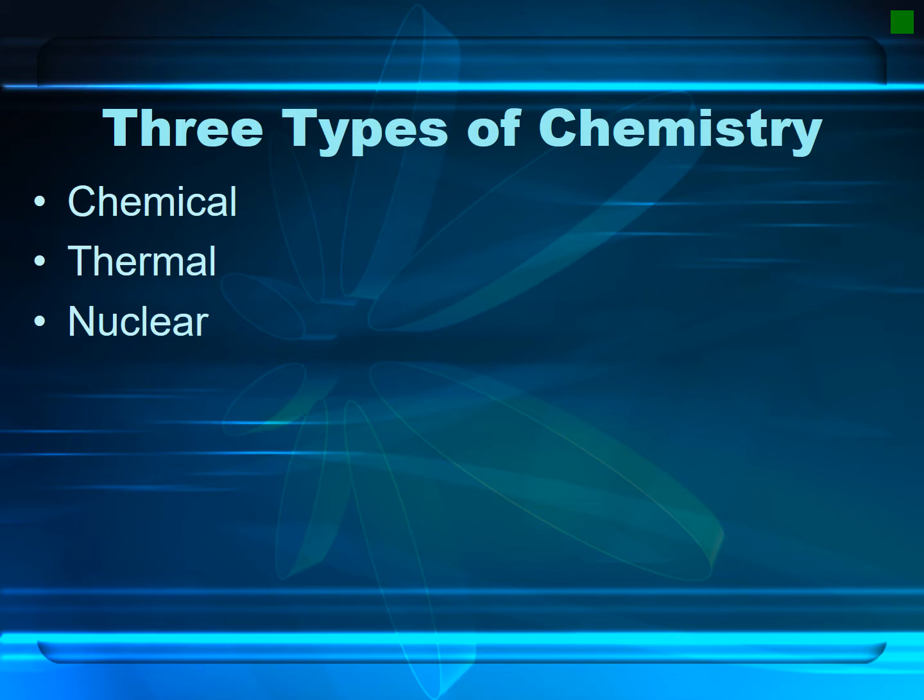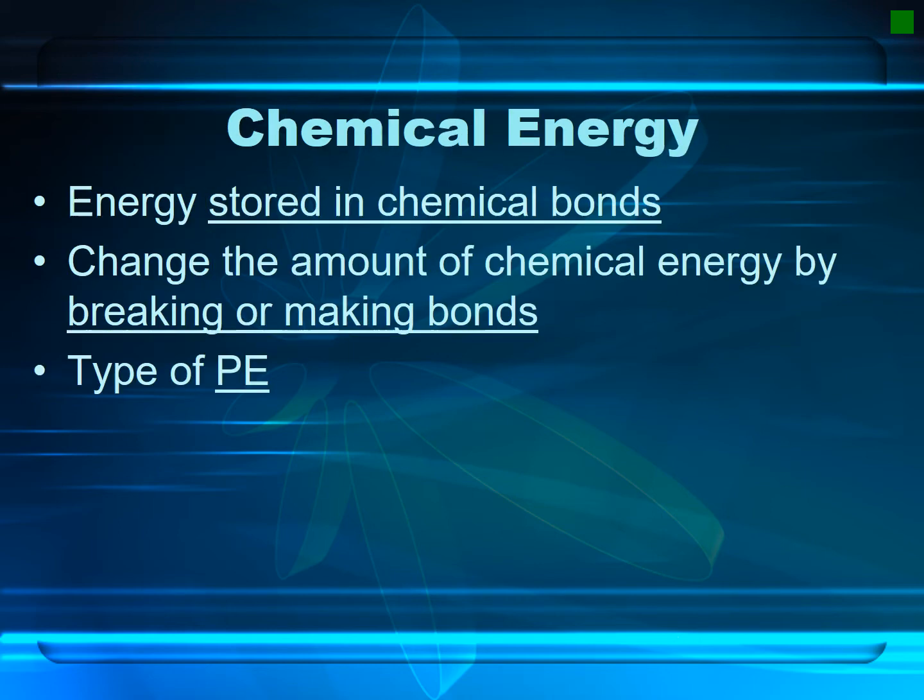There are three primary types found in chemistry, which is the quarter we're currently going to be doing. First is chemical, which makes sense because we are studying chemistry. You also have thermal energy, and you have nuclear energy. So once again, what is chemical energy?